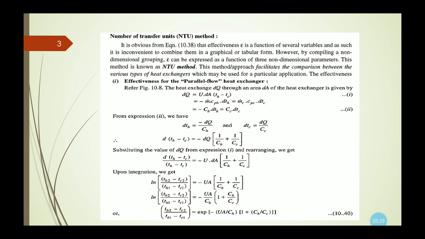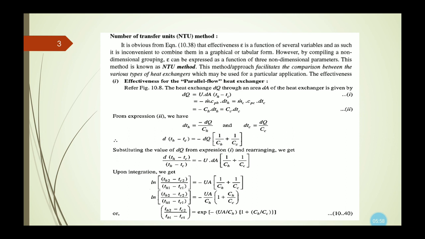Now, the heat exchange dq through an area dA of the heat exchanger. In case of the parallel flow heat exchanger, the temperature distribution is known to us. If we refer to the diagram for the temperature distribution of a parallel flow heat exchanger, in that case dq is equal to U dA (Th minus Tc). Similar equations are already known to us; we have seen them for the LMTD derivation of the parallel flow or counter flow heat exchanger also.